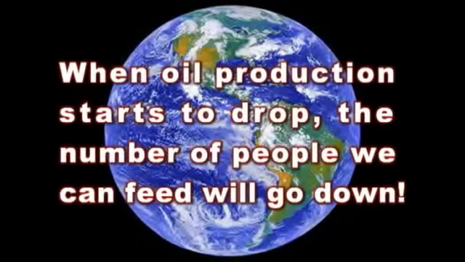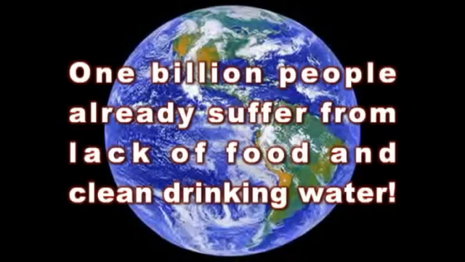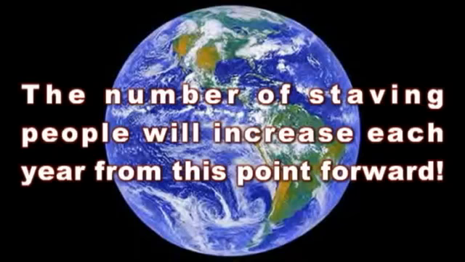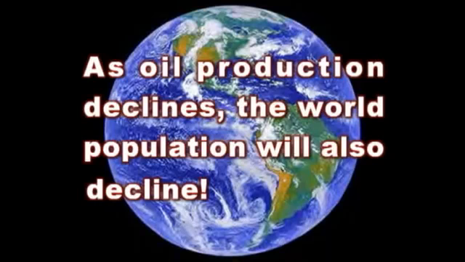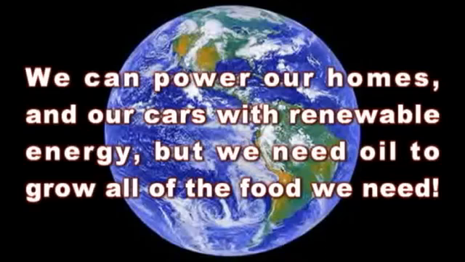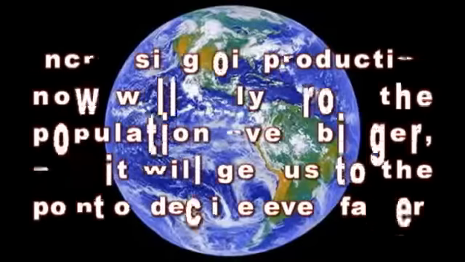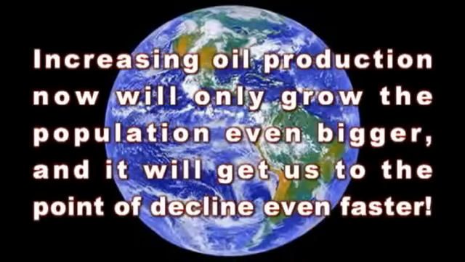When oil production starts to drop, the number of people we can feed will go down. 1 billion people already suffer from lack of food and clean drinking water. The number of starving people will increase each year from this point forward. As oil production declines, the world population will also decline. We can power our homes and our cars with renewable energy, but we need oil to grow all the food that we need. If we don't start conserving oil now, how will we feed billions of people in the future? Increasing oil production now will only grow the population even bigger, and it will get us to the point of decline even faster.